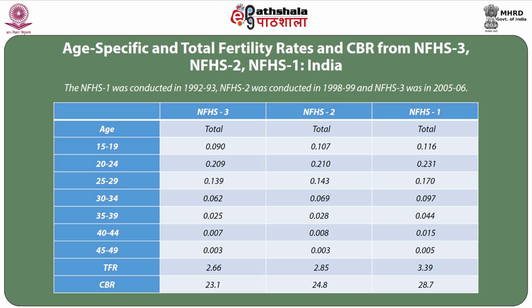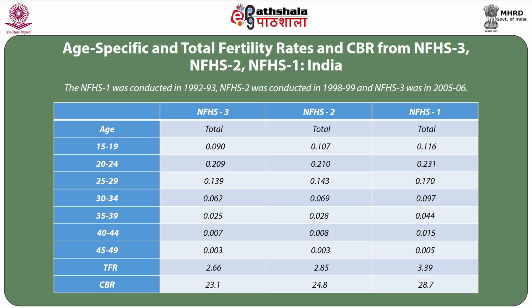In the age group 20 to 24, while NFHS 1 showed the fertility level as 0.231, in NFHS 2 it has come down to 0.210 and in NFHS 3 it was 0.209. Let's see the age group of 25 to 29, where in NFHS 1 it was 0.170, in NFHS 2 it was 0.143, and it has come down to 0.139 in the NFHS 3 round.